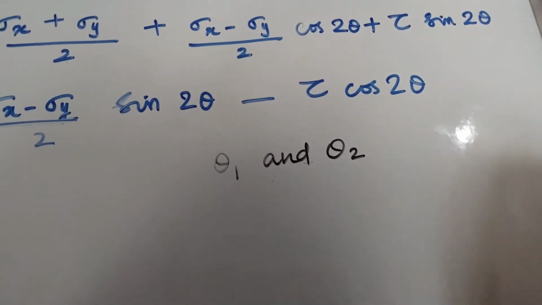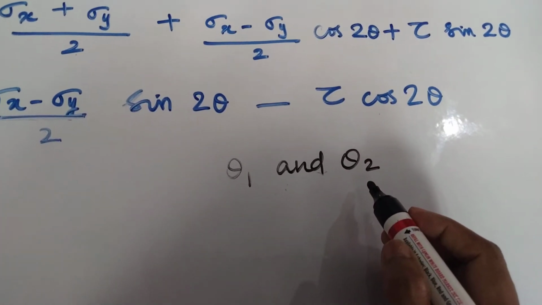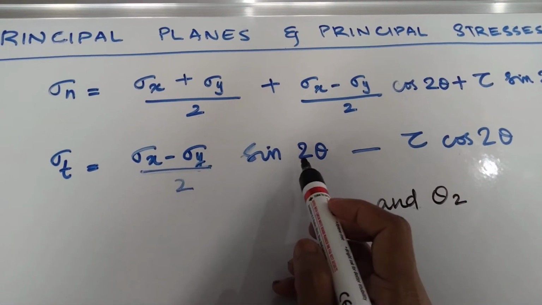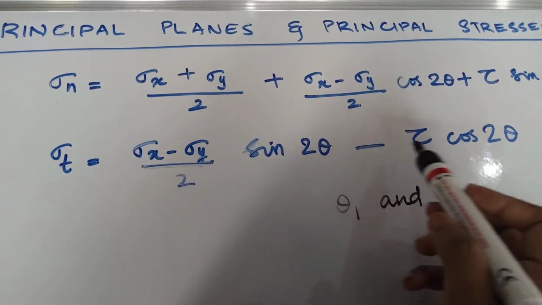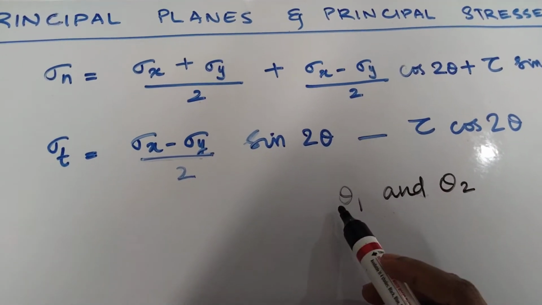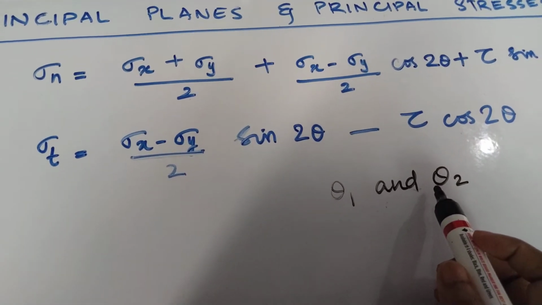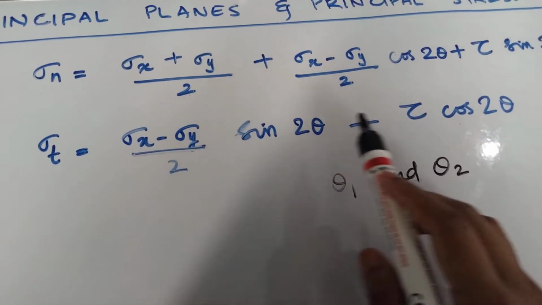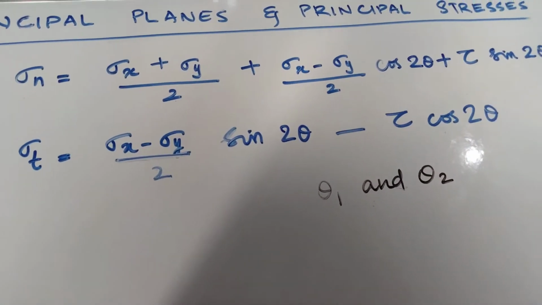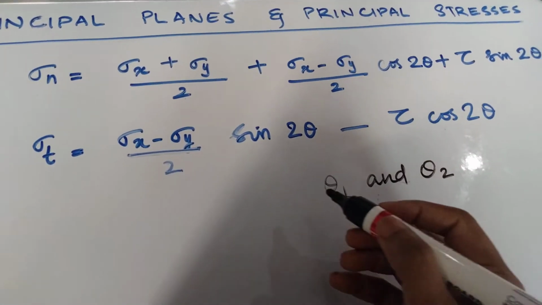There will be two planes at which the tangential stress will be equal to 0, because in one case sin theta will be 0 and in the other case cos theta will be 0. So there will be two planes, theta 1 and theta 2, at which the tangential stress is equal to 0. These planes are called shear free planes or principal planes.